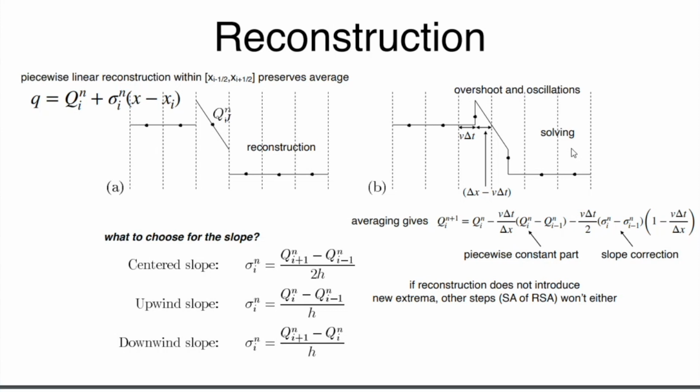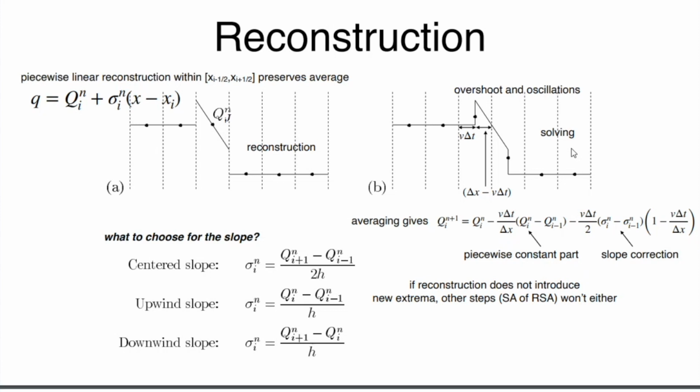Let's say if you had an initial reconstructed profile with some average value and a slope, and you advected it and averaged it, this is what you get. These sigmas are the slopes.